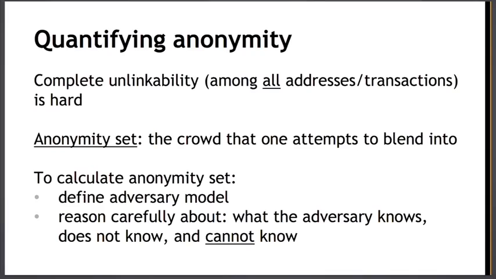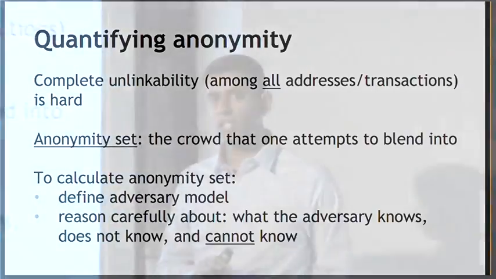So if I can be reasonably sure that with respect to some adversary, there are these 1,000 other transactions that look just like mine, and the adversary can't tell which one was mine, then we might consider that to be a pretty good level of anonymity. And to calculate this anonymity set, it's not trivial at all. It takes a few steps. You have to first define concretely what your adversary model is. And you have to reason carefully about what that adversary knows, what they don't know, and what they cannot know. And there's no general formula for doing this. It requires carefully analyzing each protocol and system and doing it on a case-by-case basis.